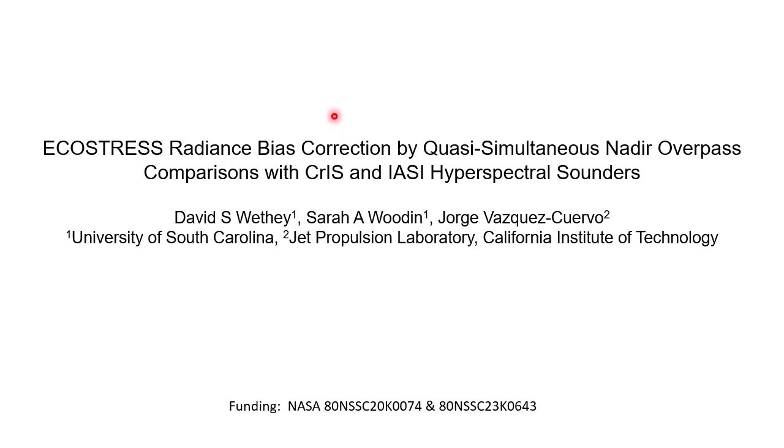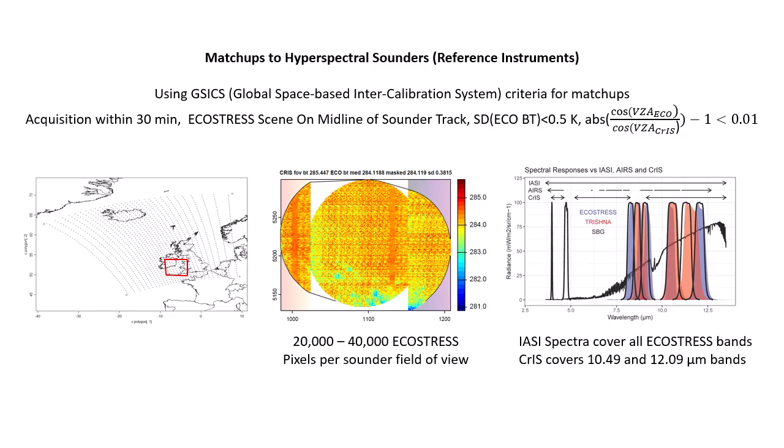This is David Wethey. I'm going to talk about our poster on ECOSTRESS radiance bias correction by quasi-simultaneous nadir overpass comparisons with CrIS and IASI hyperspectral sounders. We've used hyperspectral sounders as reference instruments for doing a bias correction of the ECOSTRESS instrument on the space station.